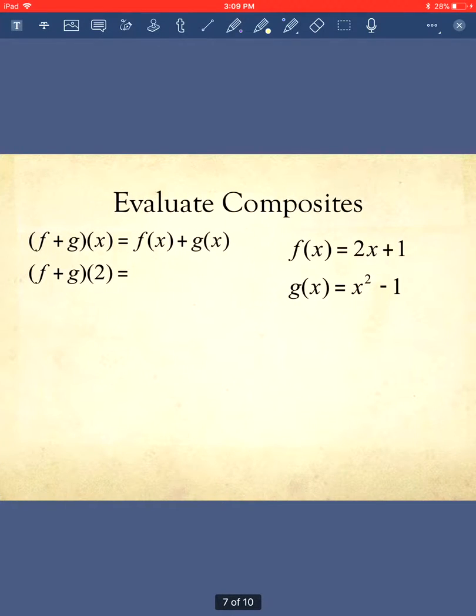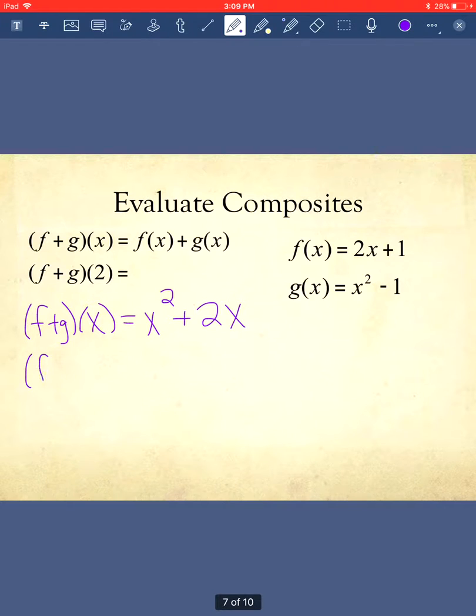Okay, evaluating. If you do f plus g of x, that means you're just combining f of x plus g of x. But if you're going to do f plus g of 2, your first step is you're going to find f plus g of x. So you're going to add the two together. So f plus g of x equals x squared plus 2x. We did this a few pages ago.